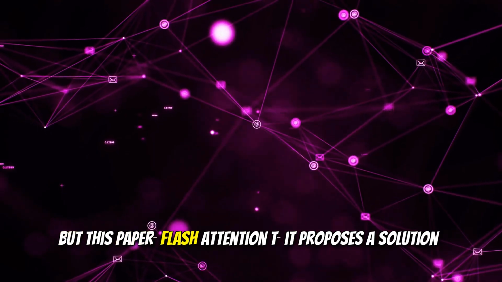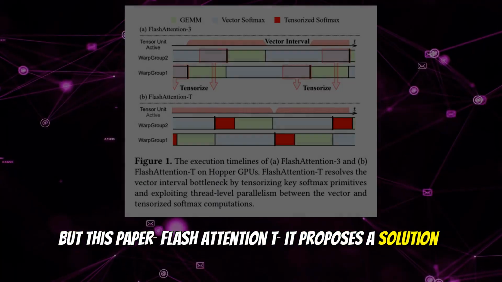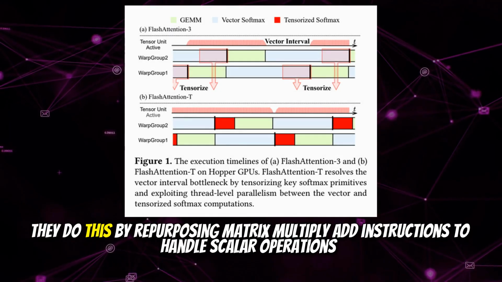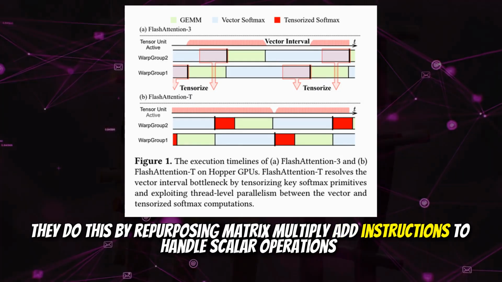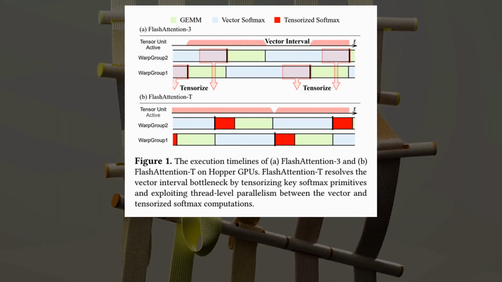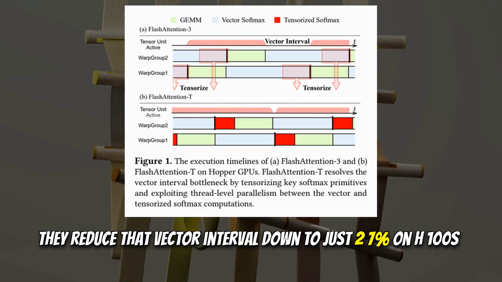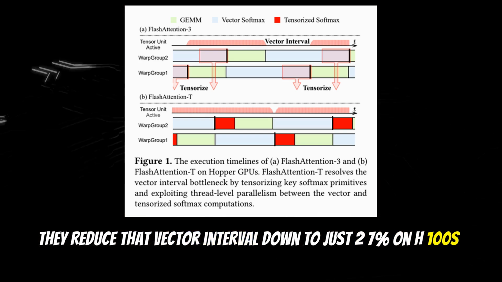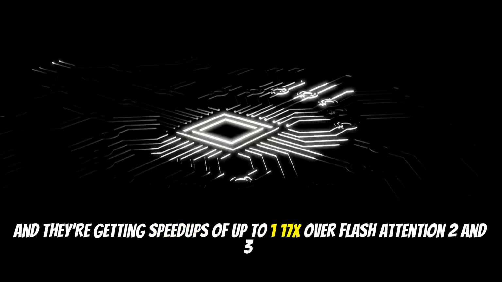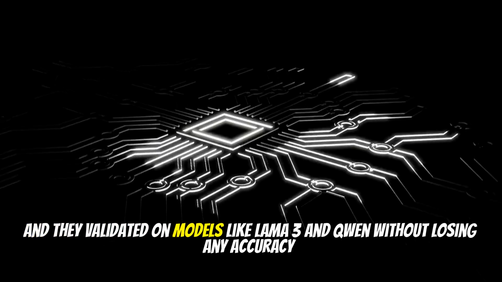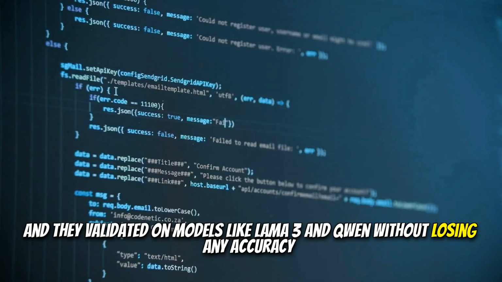But this paper, FlashAttention-T, proposes a solution. Essentially, they force the tensor cores to do the softmax work. They do this by repurposing matrix multiply-add instructions to handle scalar operations. And it works. I mean, it really works. They reduce that vector interval down to just 2.7% on H100s. And they're getting speedups of up to 1.17x over FlashAttention 2 and 3. And they validate it on models like Llama 3 and Qwen without losing any accuracy.